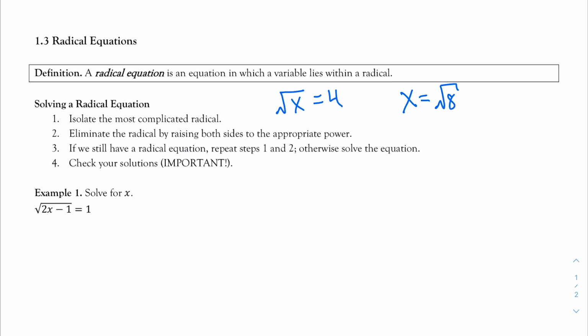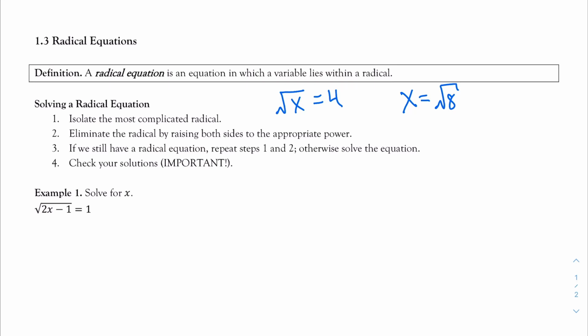So let's talk about how we solve a radical equation. I like to break it down into a couple of steps. Step 1, I need to isolate my most complicated radical. In other words, I want my square root or a cube root or whatever type of root we're working with to be by itself. I said the most complicated radical because sometimes you may encounter equations that have more than one radical.